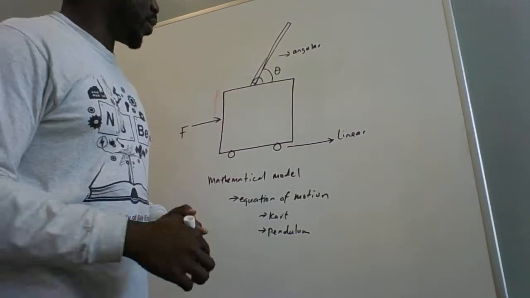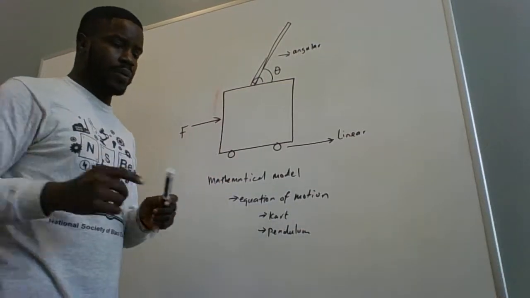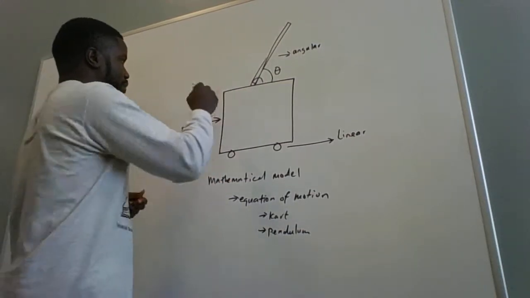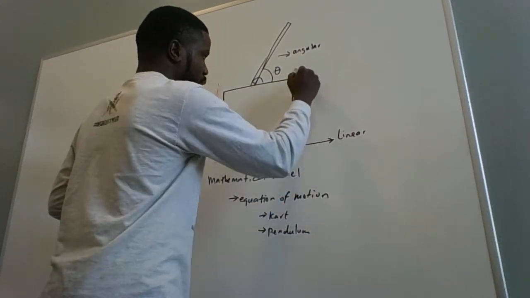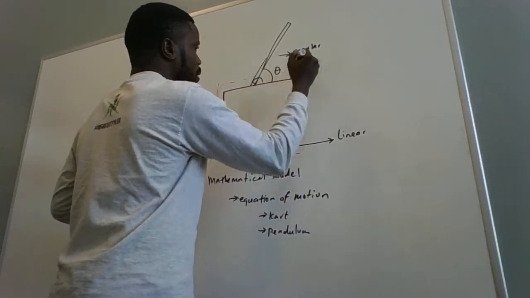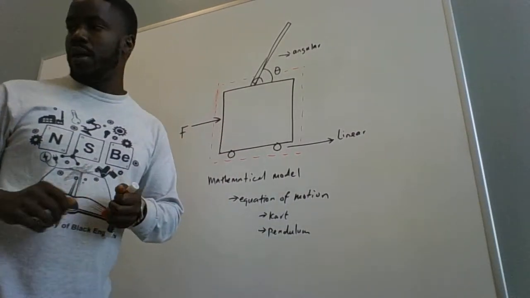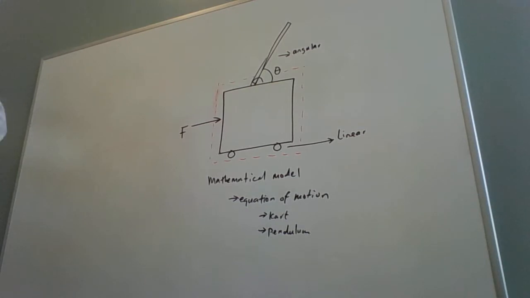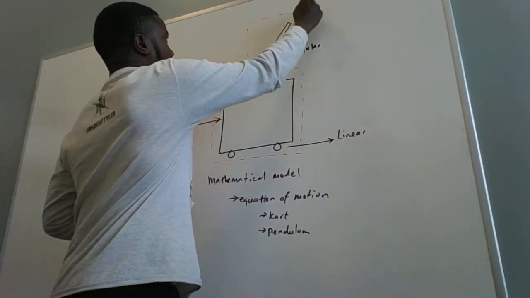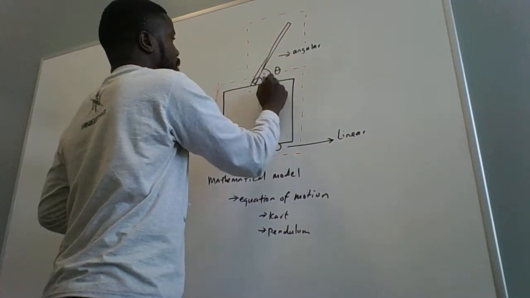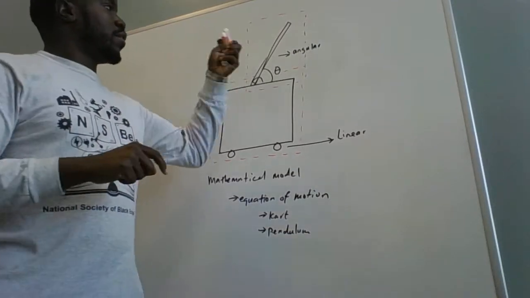How do we do this? Well, we do this by first isolating both of these as two separate systems. So I would first isolate the cart and establish an equation of motion for just the cart. After which, I can now also isolate the pendulum and also establish an equation of motion for the pendulum.